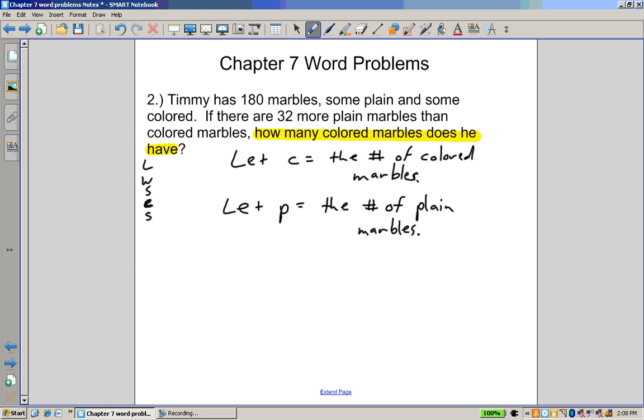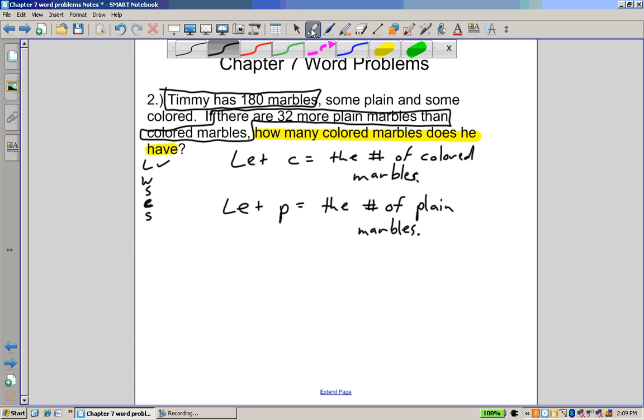Okay? So basically, as we're going through here, they have two different statements they've made. Timmy has 180 marbles. That looks like that's going to be an important statement. And it says there are 32 more plain than colored. So just looking at it and trying to think how strategically you're going to work this, that's probably where my two equations are going to come from. Maybe some extra information, but that's probably the main statements that they've given me. So we've done our let, define our variables. Now we need to write some equations here.